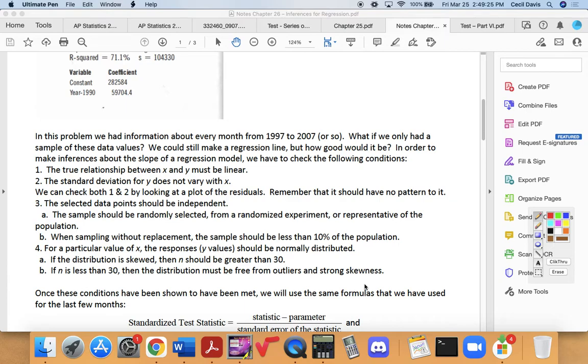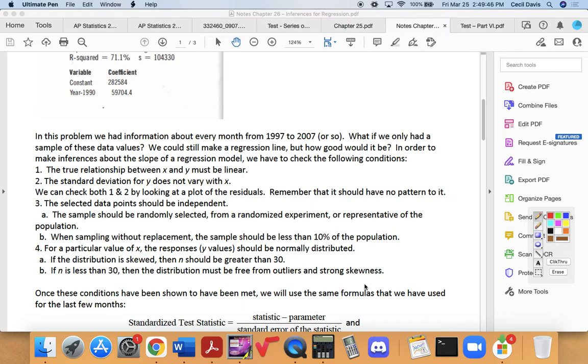And then our alternative is going to be there's a linear relationship. I've already looked at the scatter plot. There's a linear association. I'm convinced of it. So now we're going to have statistical backing for that.